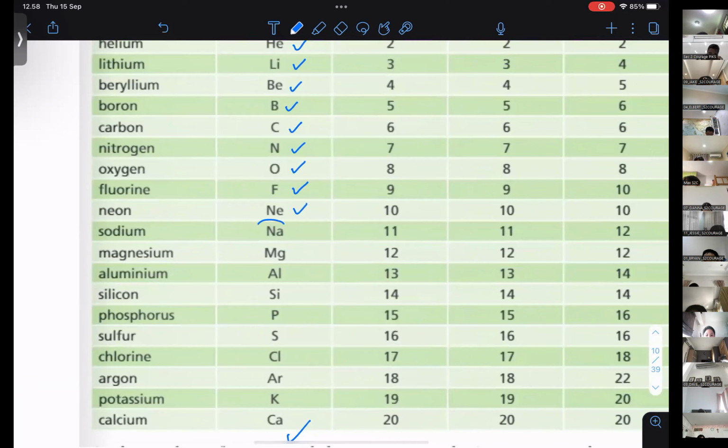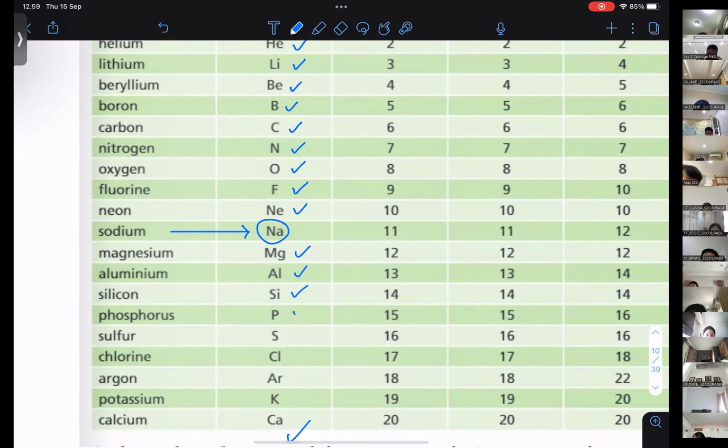Sodium is only a bit different. It's Na. Why is it different? Because in Greek, sodium is natrium, so they use Na. There may be some changes here and there, but for sodium, you can memorize it's going to be Na. Maybe the only thing that may be different. Magnesium is Mg, easy to memorize.